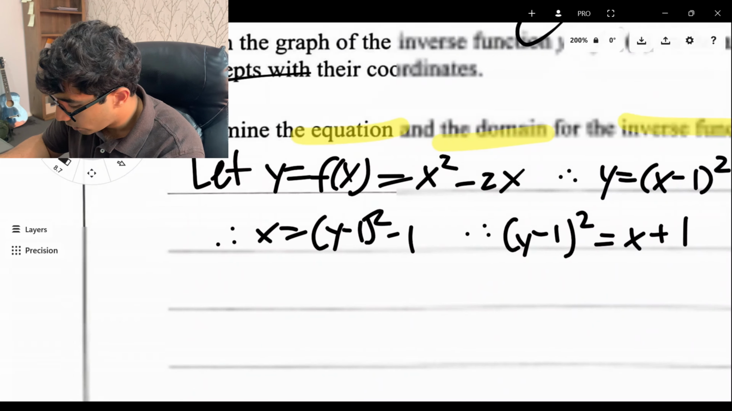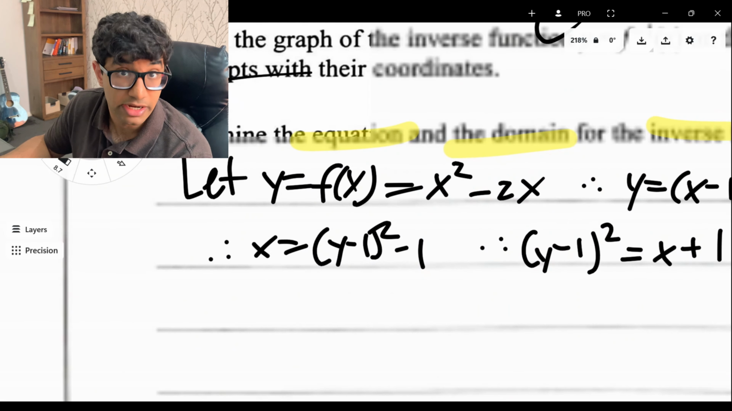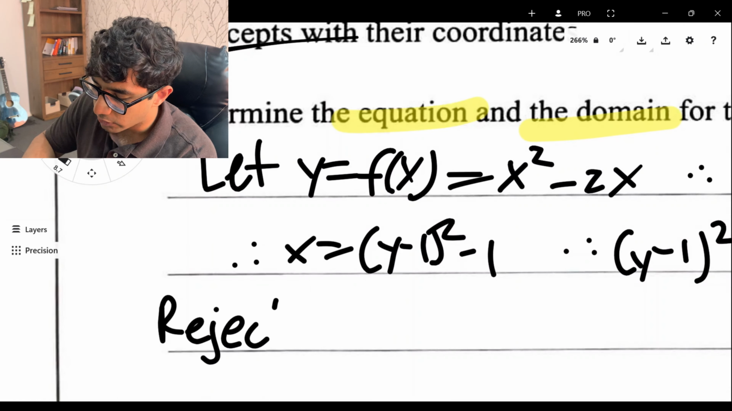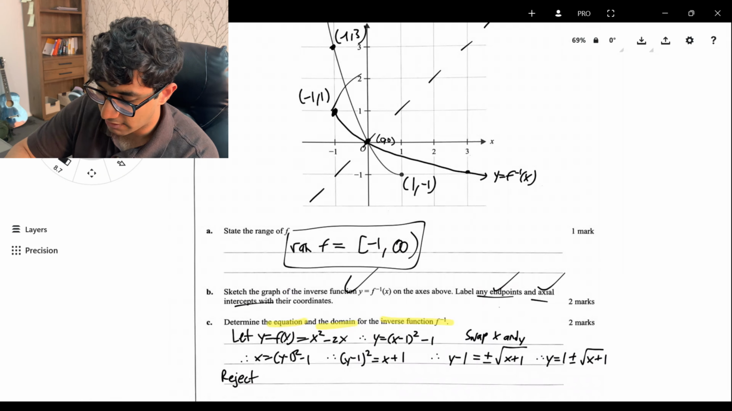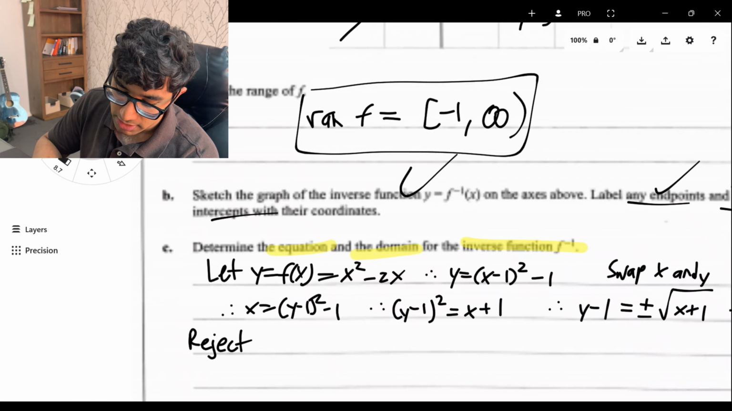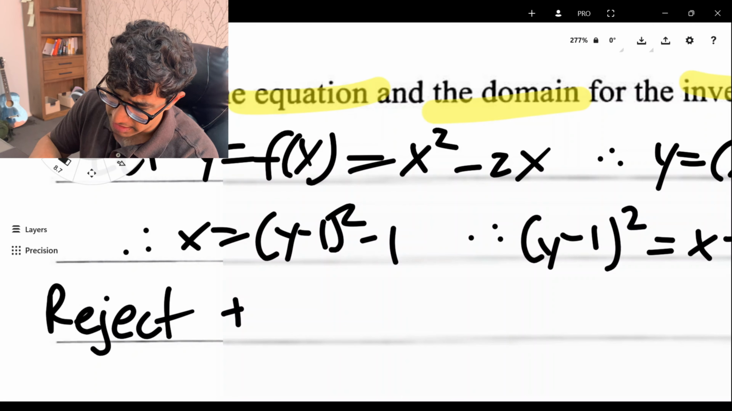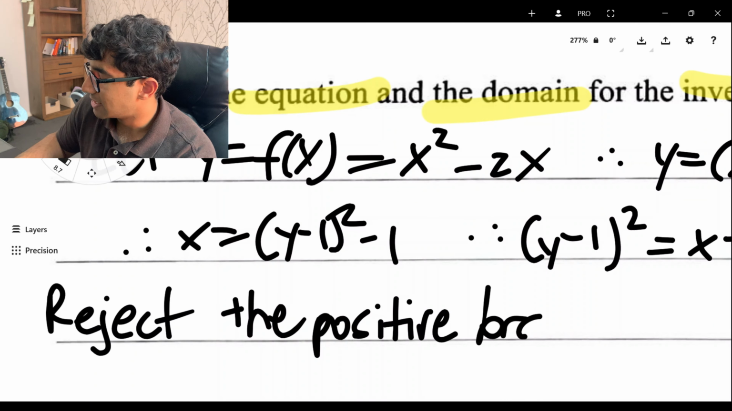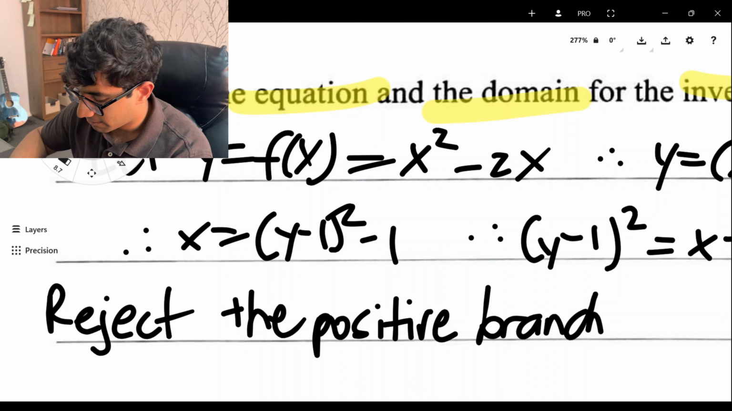Well, we do have to reject one, and that's actually a very important part in your working out. You must reject one. So in this case, I would reject the positive branch. I mean, if you just look at the graph, you can kind of see that. Reject the positive branch, okay? And you can use whatever reasons you really want here. You could just say, you know, looking at the graph above.